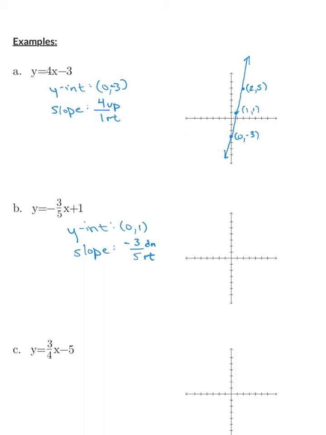So if we go ahead and graph this, I'm going to start with my y-intercept. My y-intercept is 0, 1, which means that it is 1 above the x-axis. And now my slope tells me I want to go down 3 and right 5. So starting here, I'm going to count down 3, 1, 2, 3, and I want to go right 5, 1, 2, 3, 4, 5. I should end up right here.